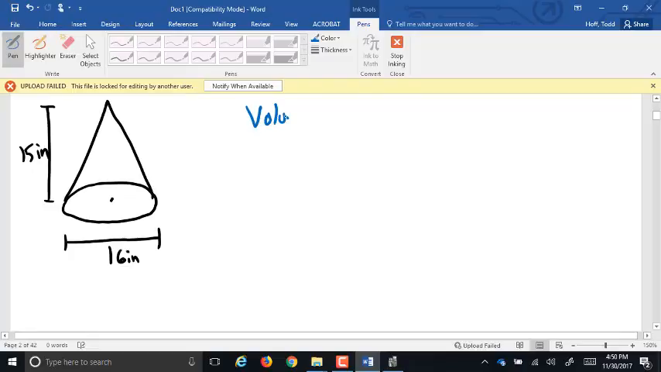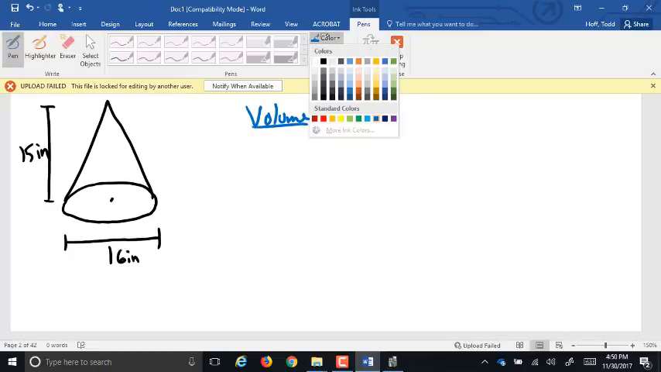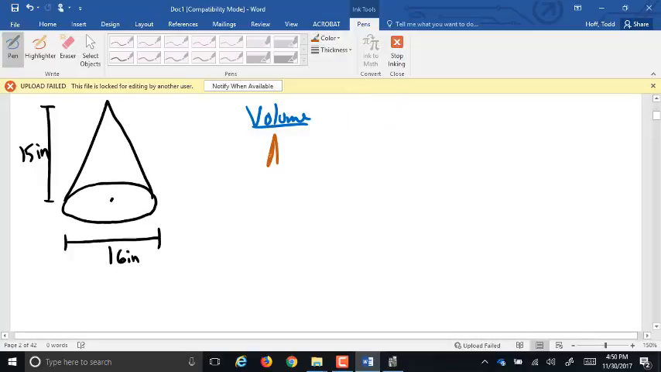To find our volume, just like always, we start out with the area of the base. Now here the base is a circle. So we find the area of that base by doing pi times radius squared. How big is the radius here? 8 inches, right? Pi times 8 squared is going to be 200.96 inches squared.